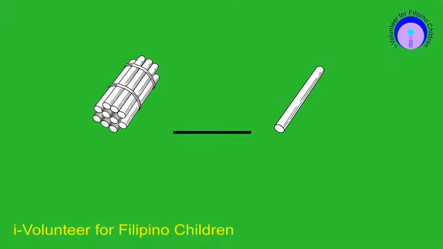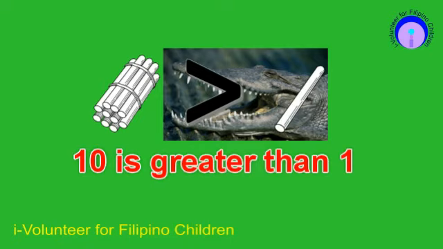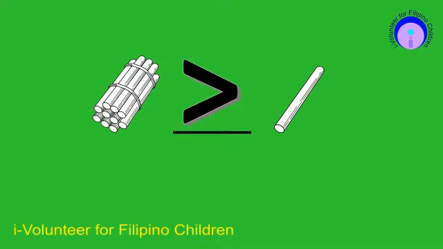There are 10 sticks on the left, and there is only one stick on the right. So which one is more, which one is less? Which symbol are we going to use? There you have it. This is read as 10 is greater than 1. Can you repeat it?